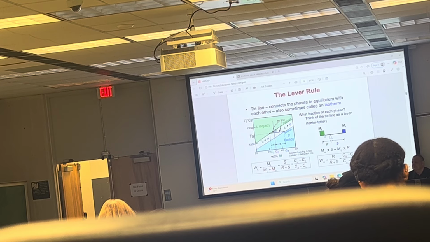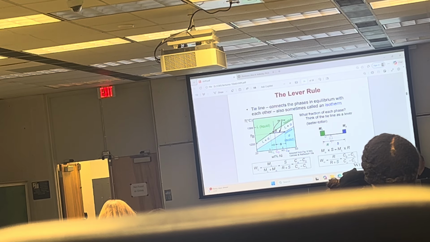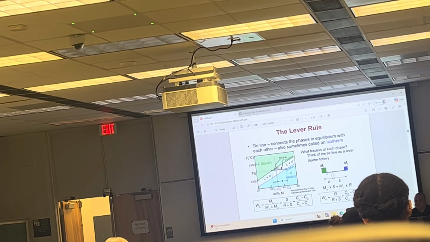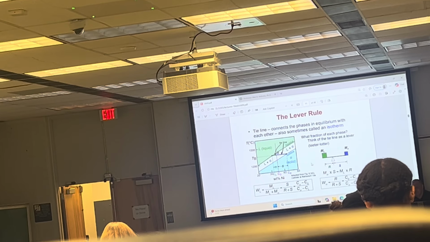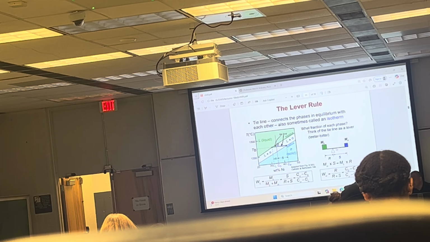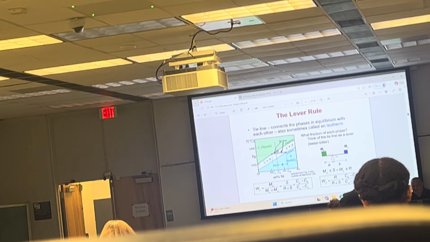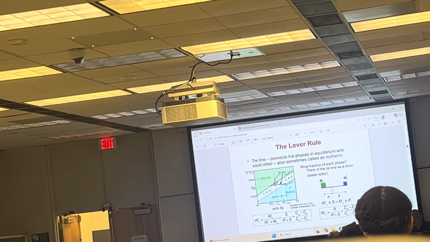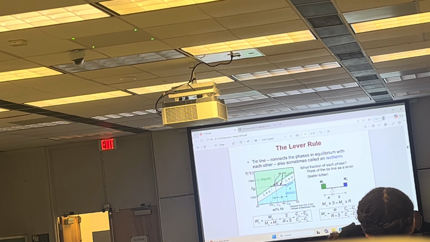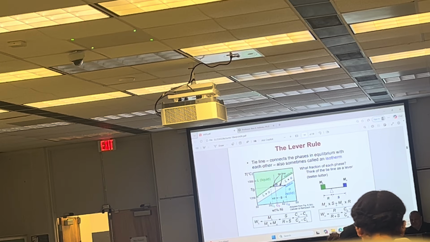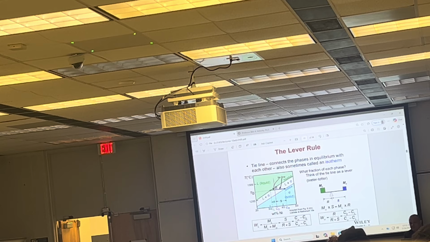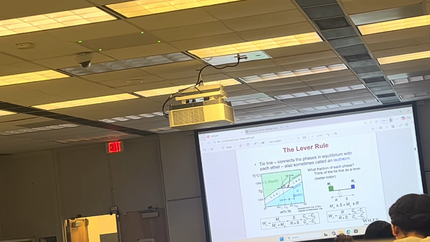Okay? Do you understand the lever rule? Teeter-totter? Okay, that's where it comes from. So for this to be horizontal, it needs to be balanced. Okay, and then we can write that the mass fraction of the alpha phase times this lever arm S is equal to the mass fraction of the liquid phase times R. Where does this come from? If you know.